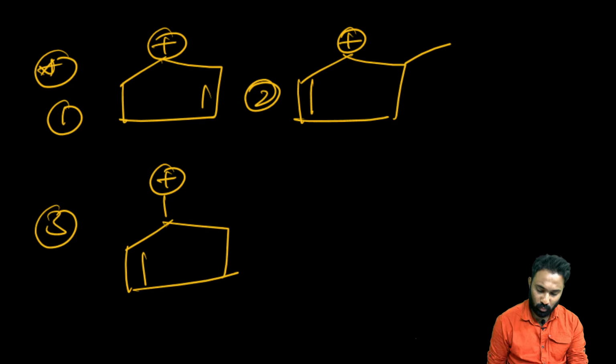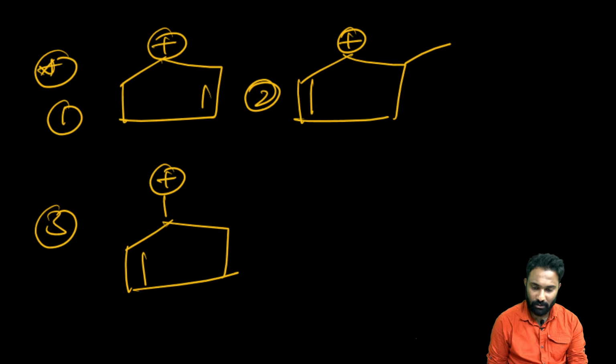2. How come 2? How come 2 is more stable? My question for you is, how are you saying that 2 is more stable?